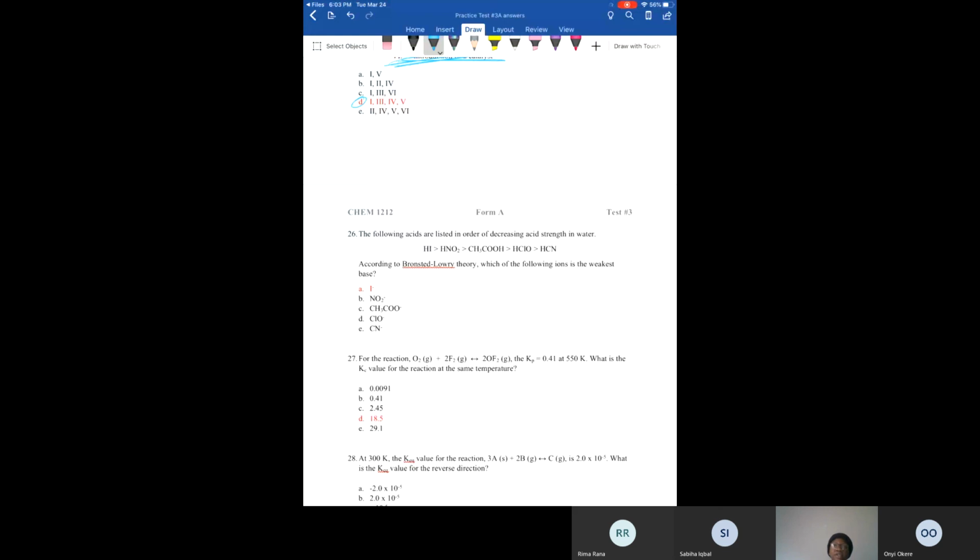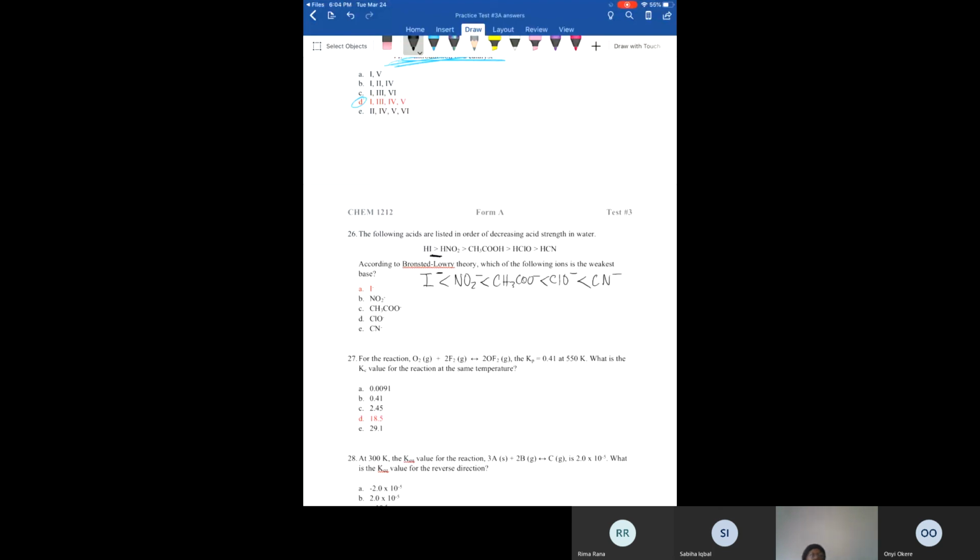So base strength is the opposite of acid strength. If you do this, you write all of their bases out: 2 minus, CH3COO minus, ClO minus, and CN minus. This is just going to flip. So instead of greater than, it's going to flip to less than. They're all going to flip. That's just how it works.